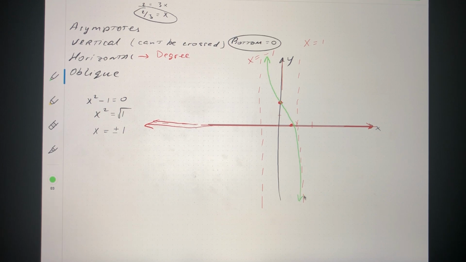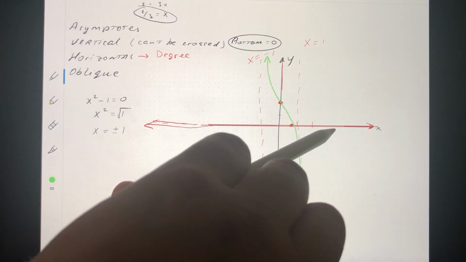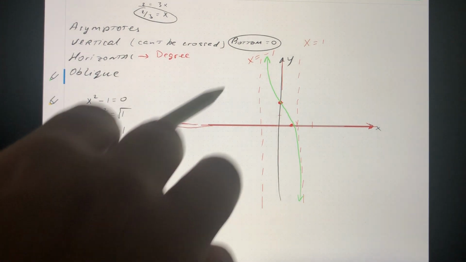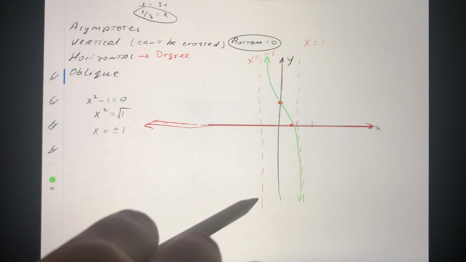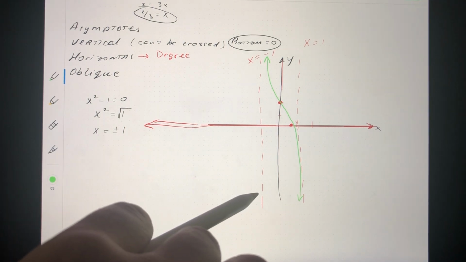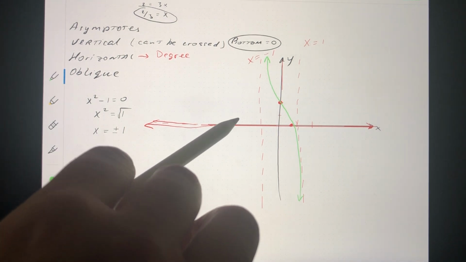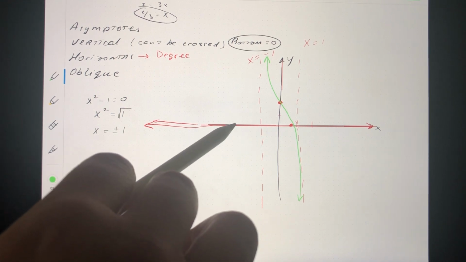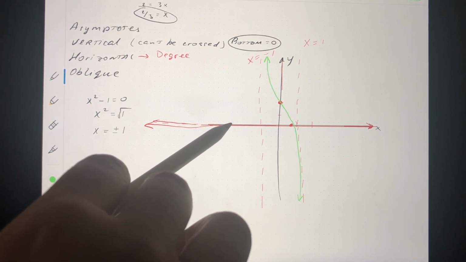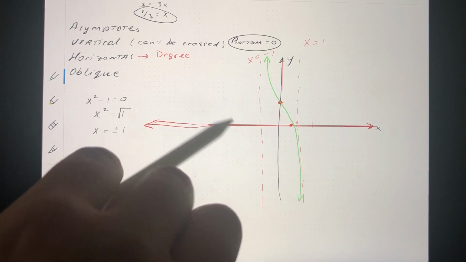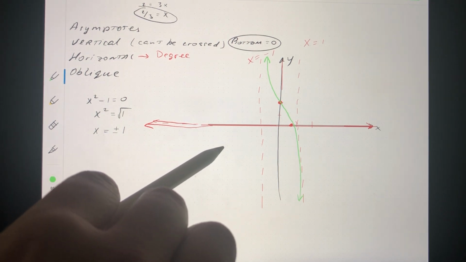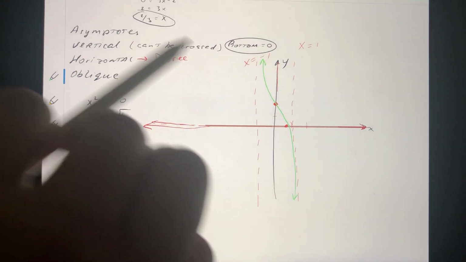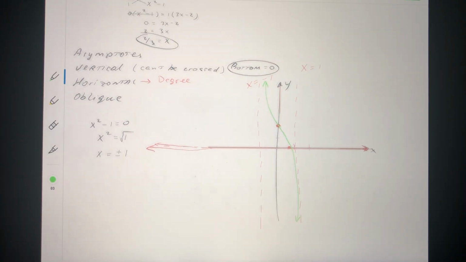On the other two sides, here and here, we don't know if the graph is above the x-axis or below. To find out, we can use a table. We can plug in some numbers that are less than negative 1 and see if the answer comes out positive, then we're above. Negative, we're below. We could also use a calculator. So let's just use a calculator and have a look at the diagram.